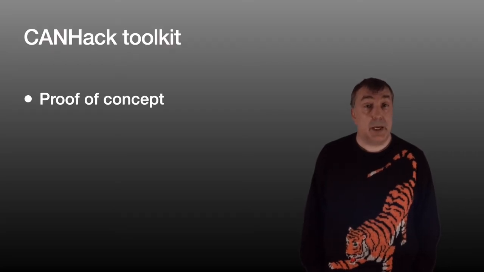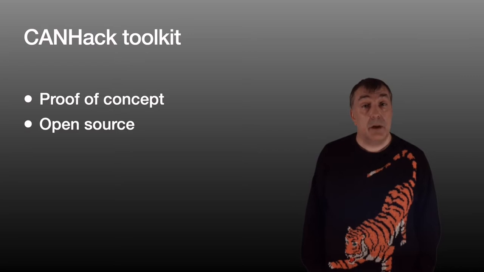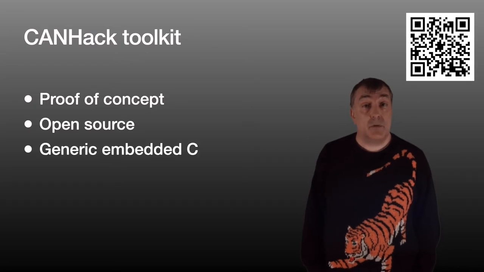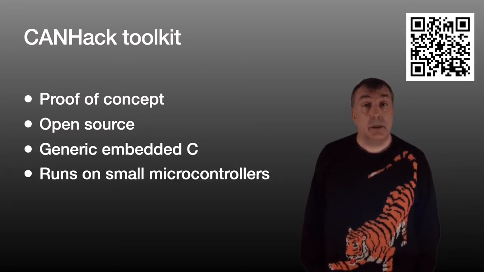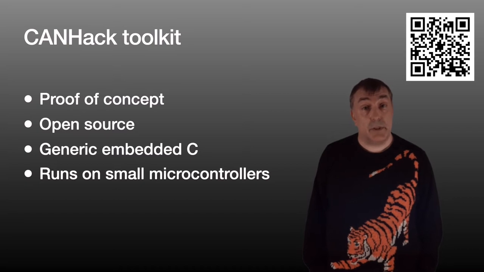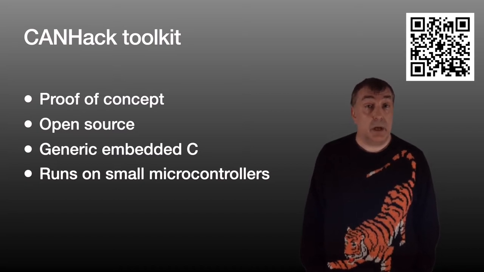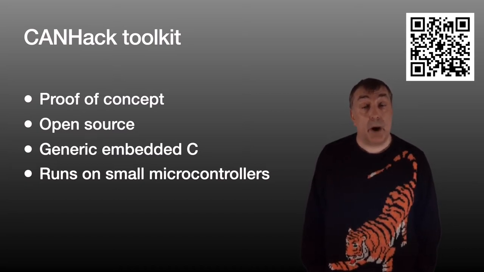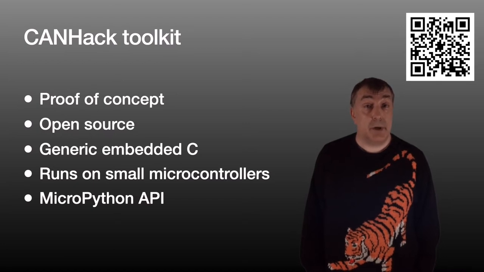As a proof of concept at Canis Labs, we produced the CAN Hack Toolkit. It's an open source library written in portable embedded C that can run on pretty much any microcontroller. Even a little ARM Cortex M0 device is fast enough. The library contains a set of functions to mount different types of attacks, and we've wrapped this library up with a CAN MicroPython API so that it can be run from a command line on a tiny Raspberry Pi Pico.